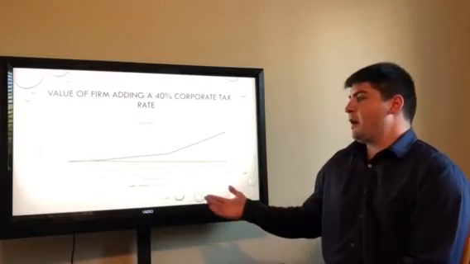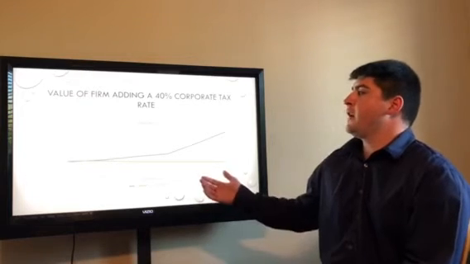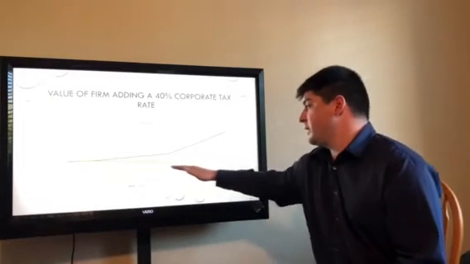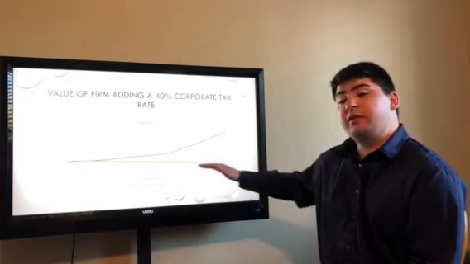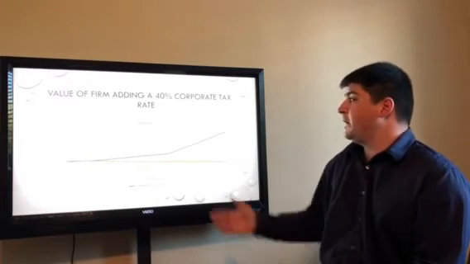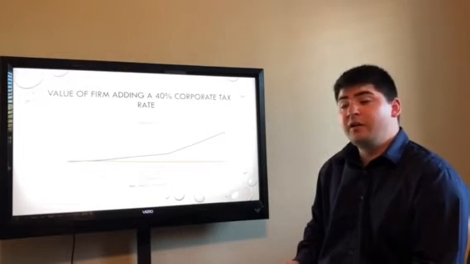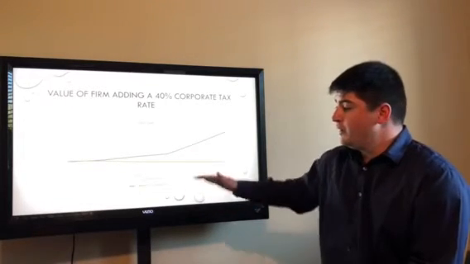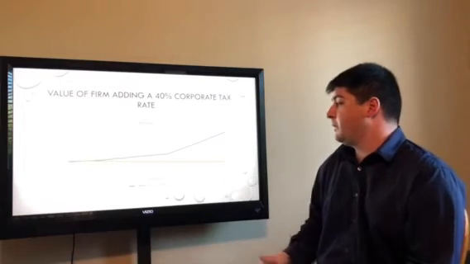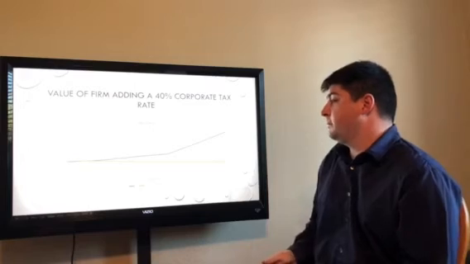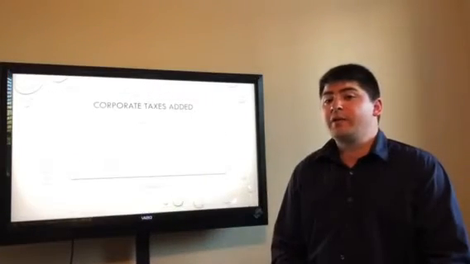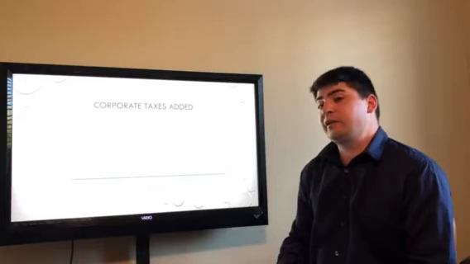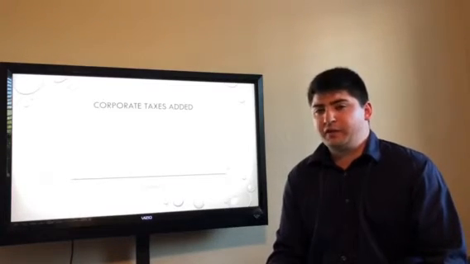Here we take a look at similar graphs as shown earlier, but this time we are using the value of a firm adding a 40% corporate tax rate. The weighted average cost of capital is the orange line represented here, and it is a slightly decreasing slanted line. That is because of the 40% corporate tax rate, and the usage of more and more debt is causing it to decline. Conversely, the blue line is the cost of equity, and it has a dramatic spike as more and more debt is being used. Now that we've added corporate taxes, you can see that the firm's value is increasing as more and more debt is being added to the firm.